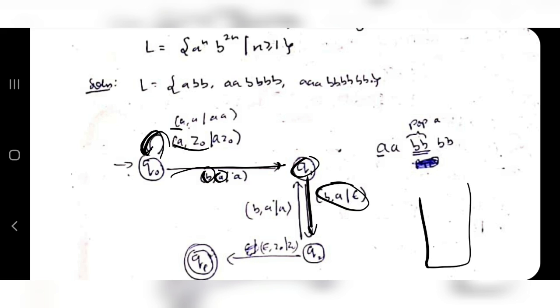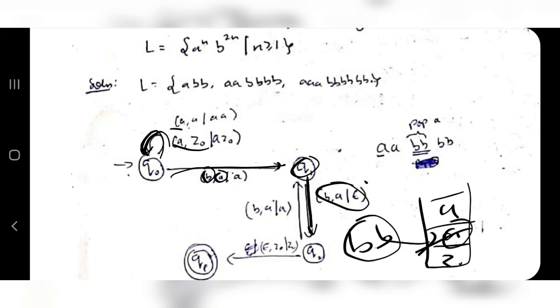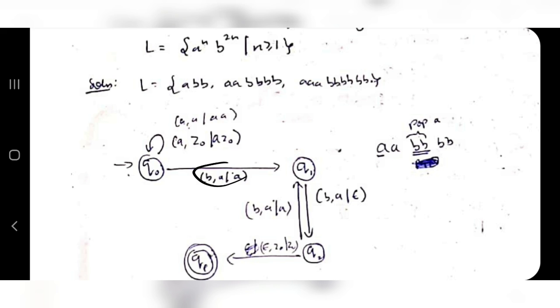For example, see here, this is Z naught, this is A. This A will be popped out when I encounter two B's for one A. If I have another A, I need another two B's to pop this one also. So whenever I encounter 2 B's, I will pop out an A. How can I show that I am encountering 2 B's? The first B is encountered here, the second B is encountered here. So I have encountered 2 B's, and I will pop it. For the first encounter of B, I will not pop anything. For the second encounter of B, I will pop out A. Then I will reach Q2. What if I have another A? If I have another A, I will again go to Q1 through this state.